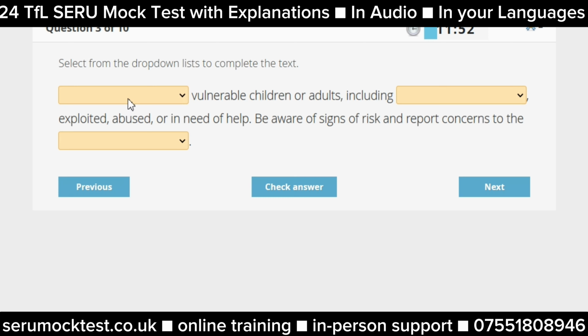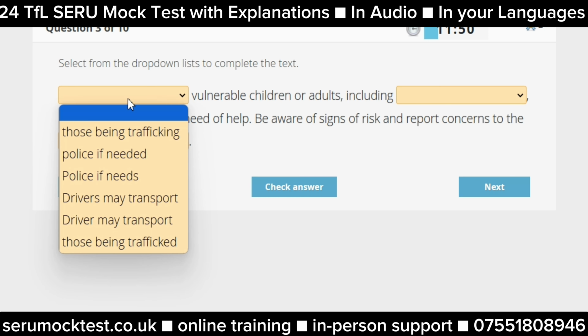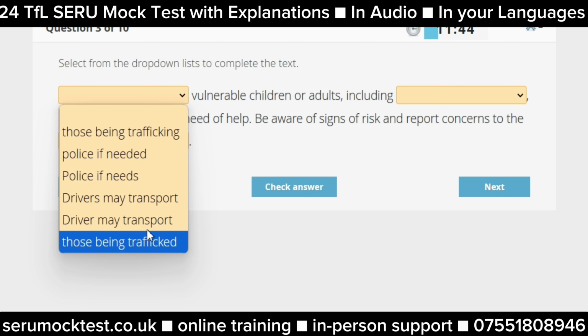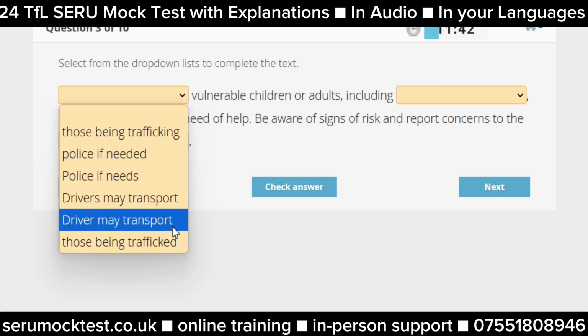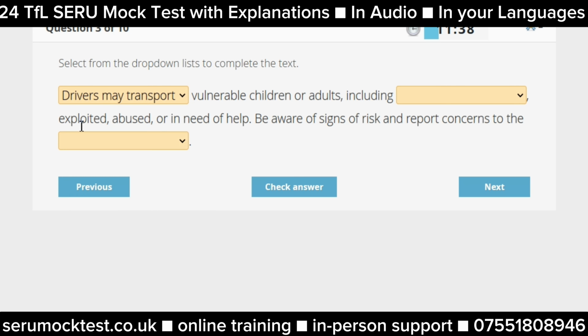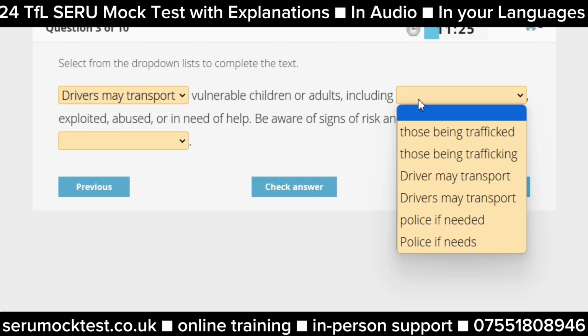Let's move on. Again, beginning of the sentence. So vulnerable children or adults. Driver may transport. Drivers may transport. So drivers is the correct one because there is no article before it or anything before it that is indicating it to be singular. It's a plural noun.